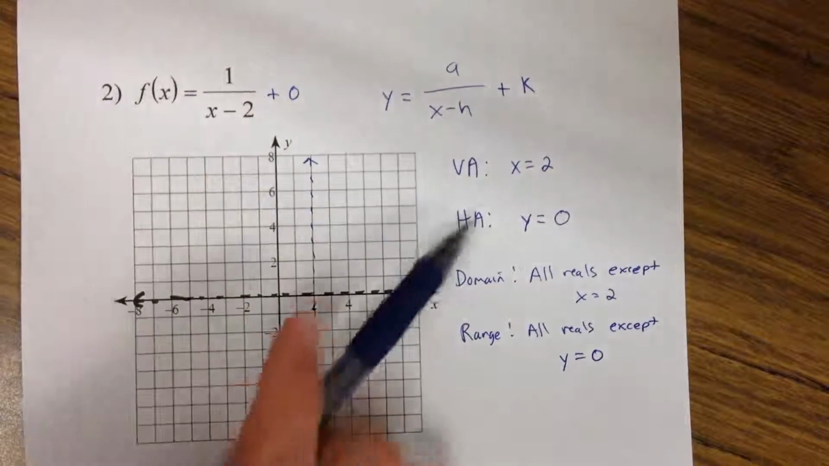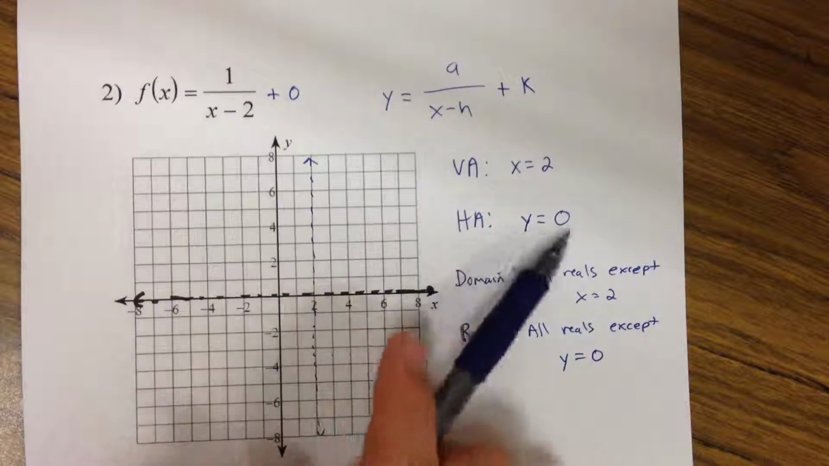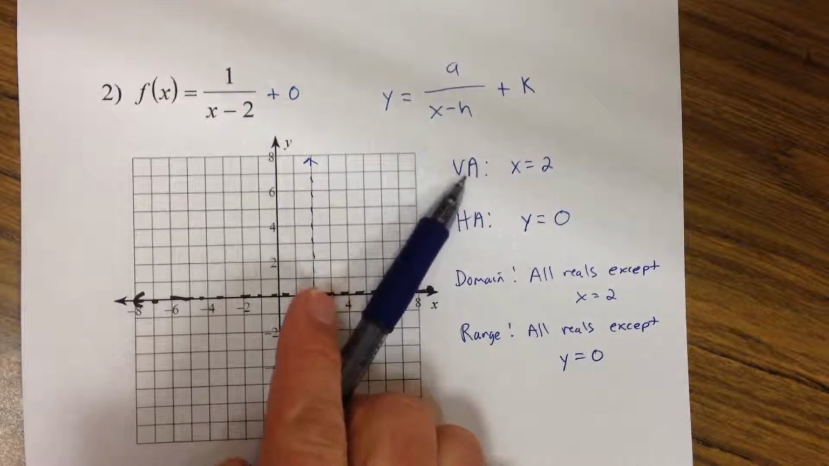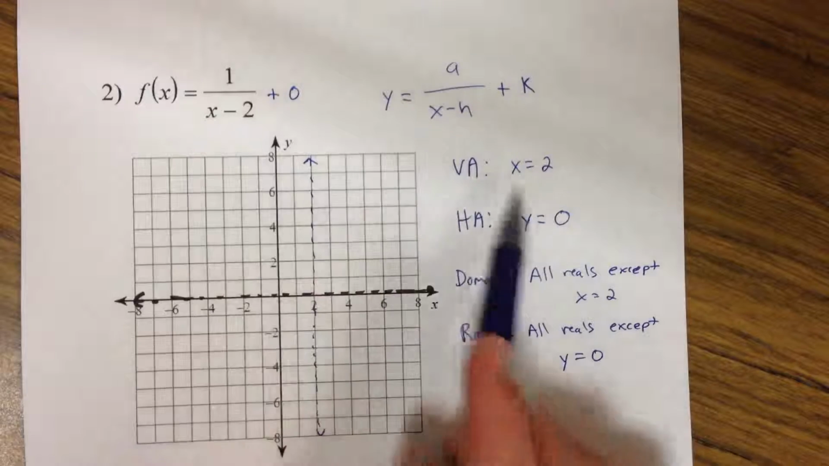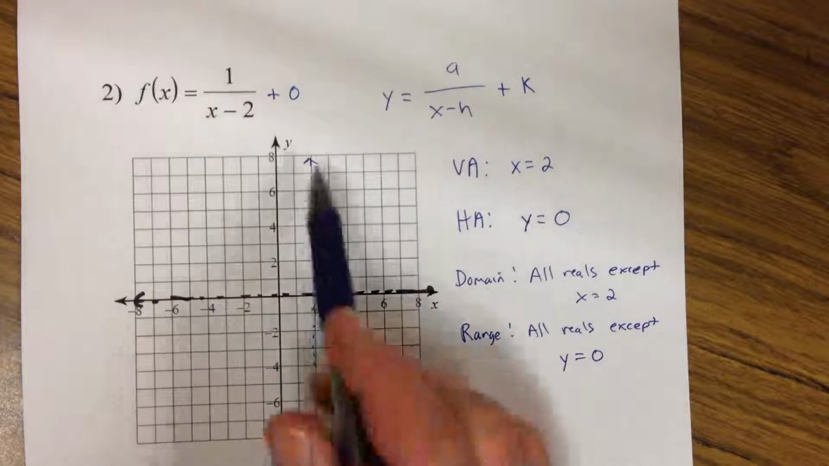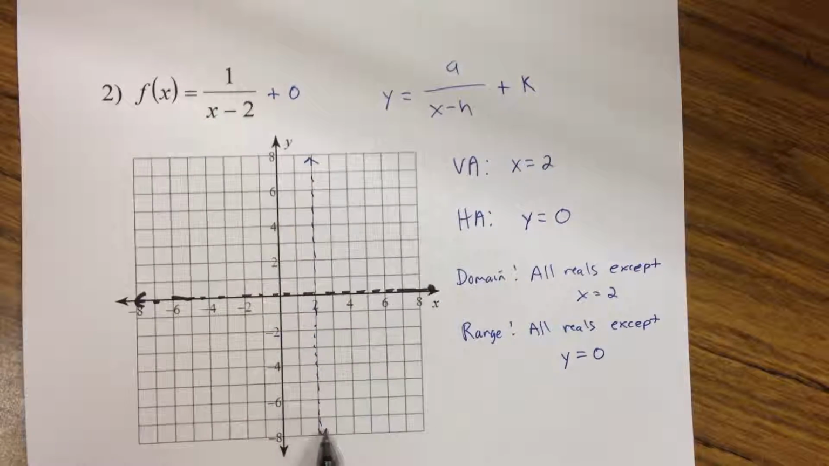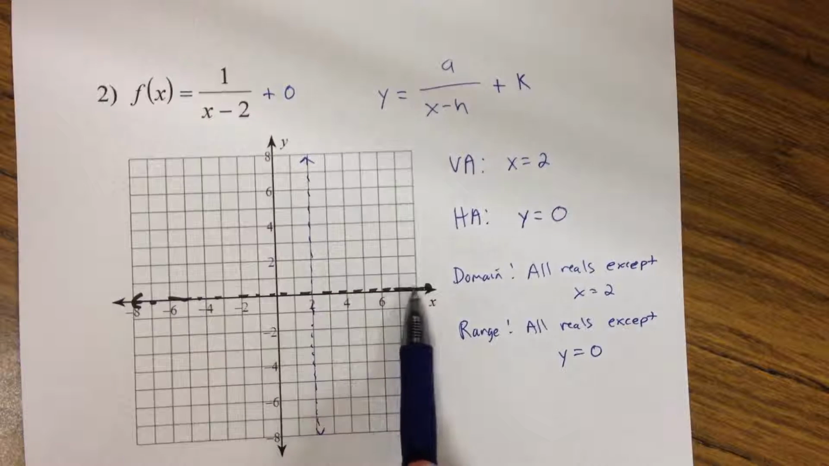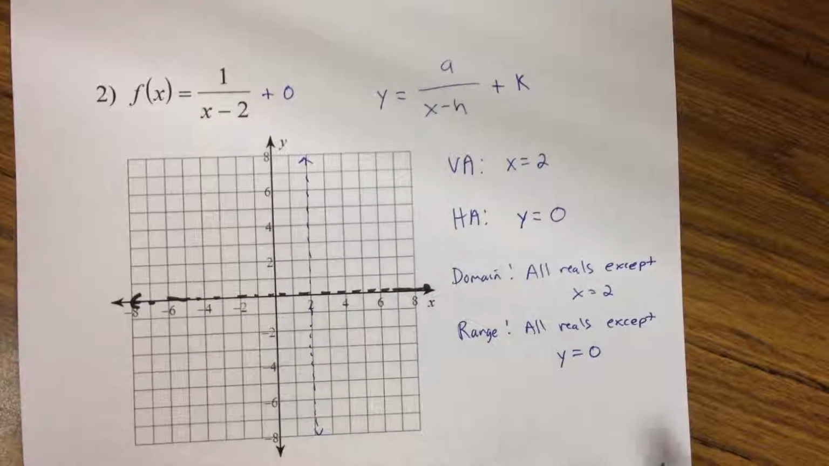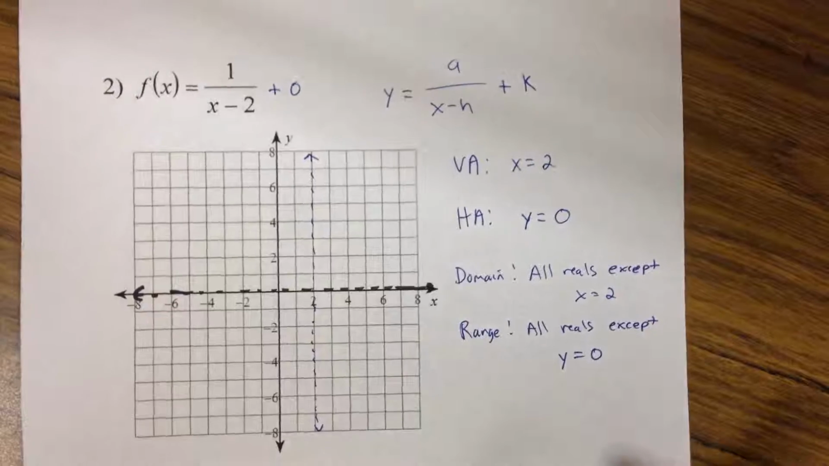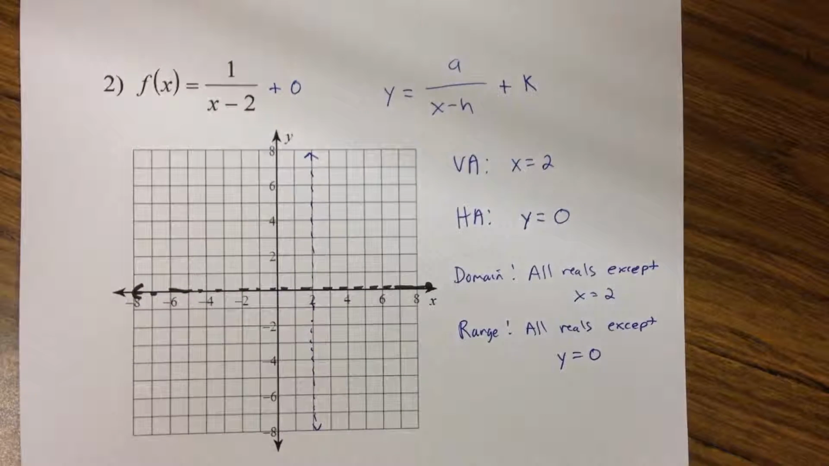I was explaining that it's important to have x equals 2 and y equals 0. Don't just say that your vertical asymptote is at 2. It's x equals 2 because it's a line. It's an actual line. X equals 2 looks like that. Y equals 0 looks like that. So either way, we still need to plug in some x's and get some y's.